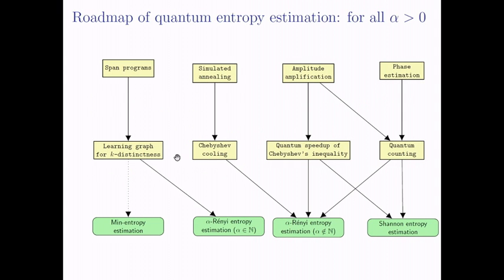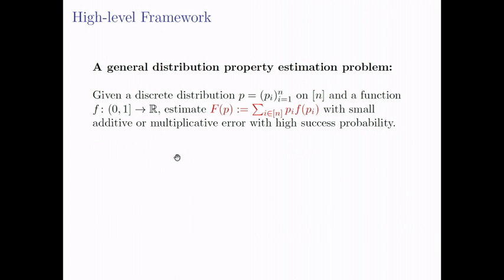So here's the roadmap of our techniques to handle all the different cases of alpha. We basically have four different cases, and I'll quickly go through them one by one and give you some high-level ideas. At a very basic high level, we try to solve a general distribution property estimation problem. This is even more general than the real problem we want to solve. You have some distribution given by this oracle, and I'm asking you to approximate F(p), which is the sum of p_i times f(p_i). So f can be any function, and we want to estimate this to some error with high probability.